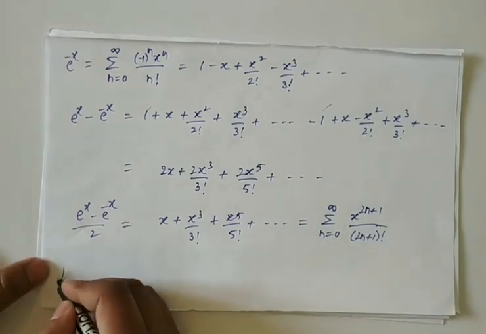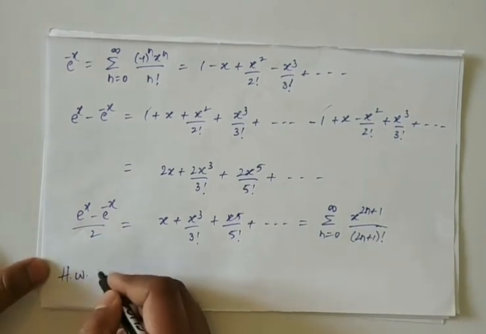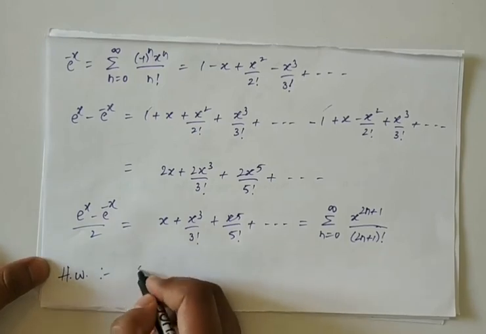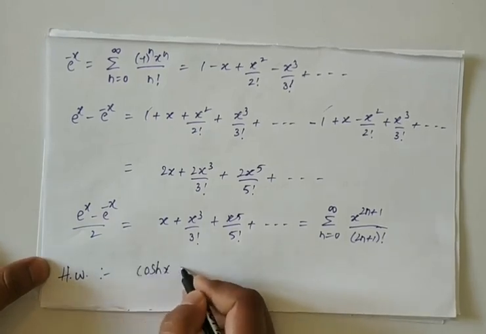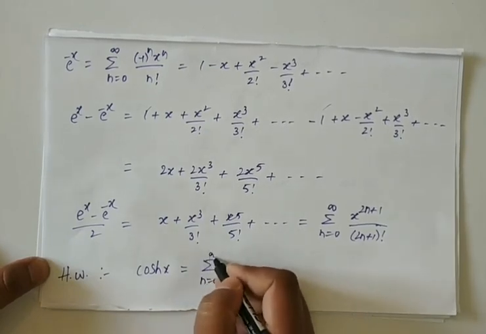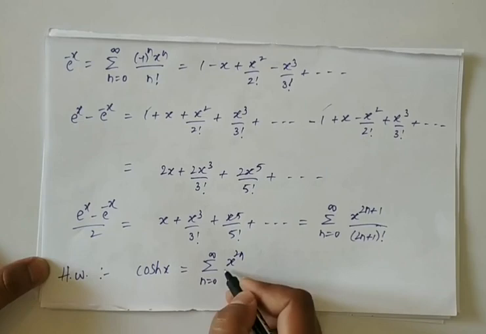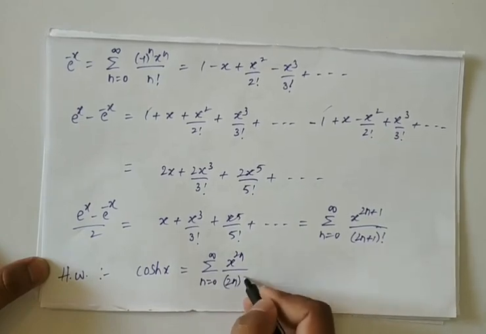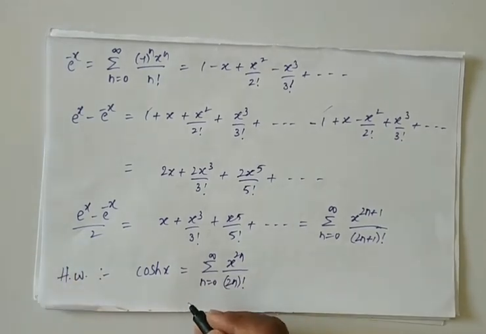Next we have to find the Maclaurin series for cosh x. I will give you the answer: summation n equals 0 to infinity x power 2n by (2n) factorial. What is the formula for cosh x? E power x plus e power minus x by 2.